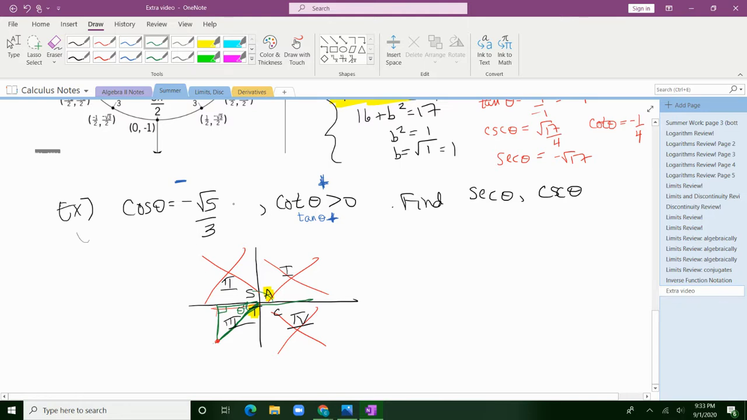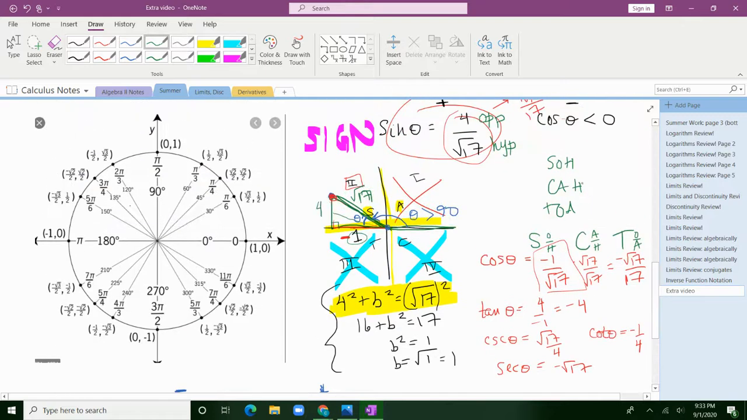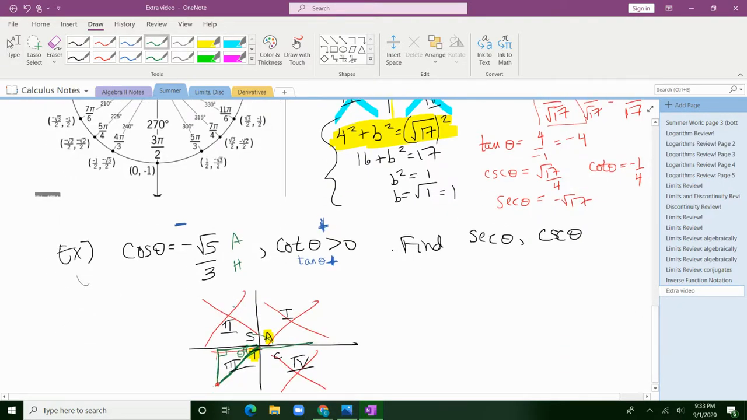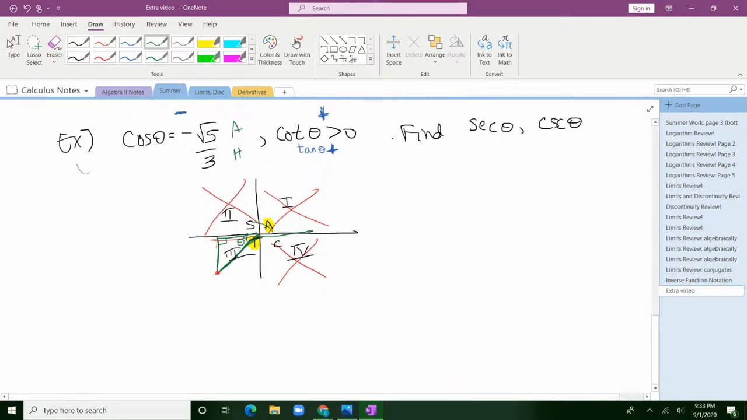Okay, cosine is, so ka toa, right here, adjacent over hypotenuse. And hold on. Okay, now I need to actually label my triangle here. So adjacent is, oh, okay, this is really important here. I have adjacent over hypotenuse. The question you asked is, where do I put the negative?